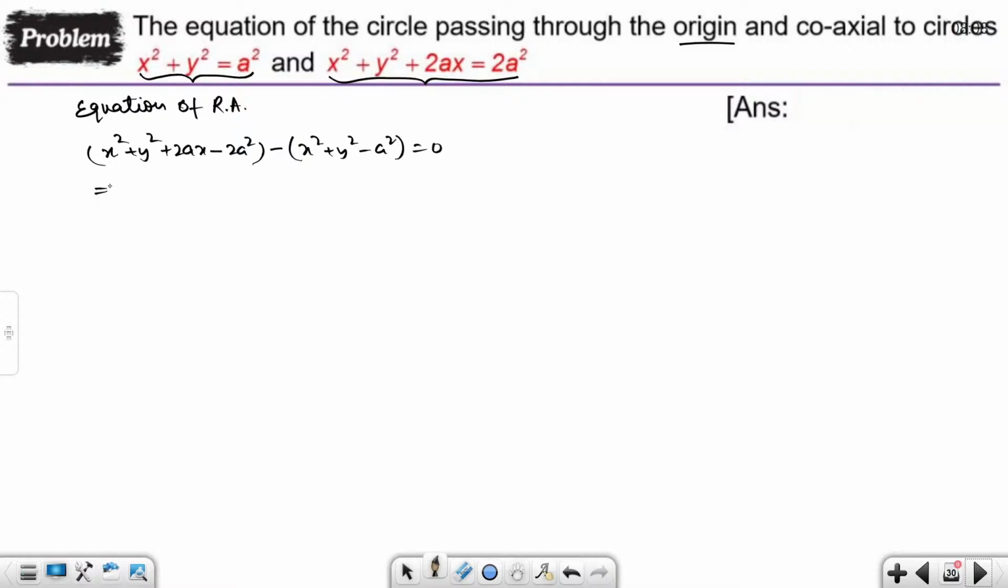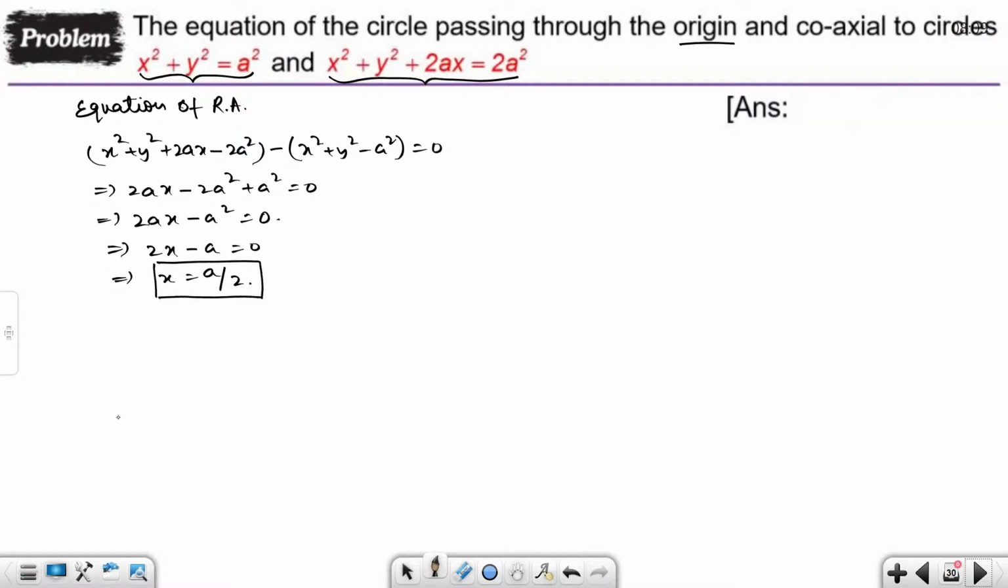If I open the bracket, we are going to have a is not equal to 0, so we can write 2x minus a is 0. That gives us x is a by 2. Yes or no? Okay, so this is the equation of the radical axis.